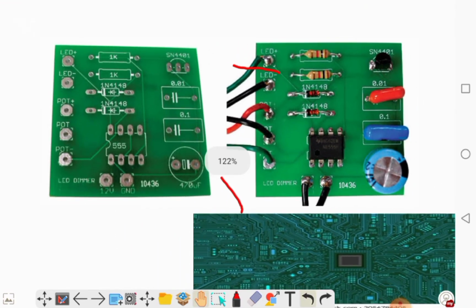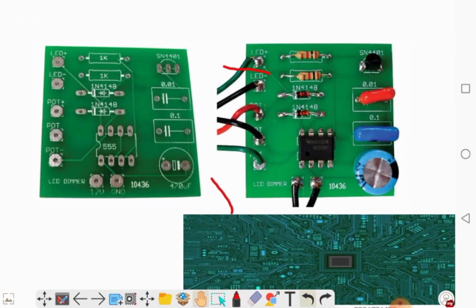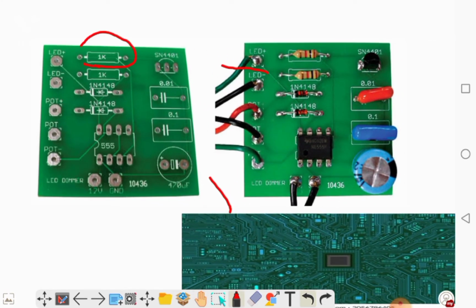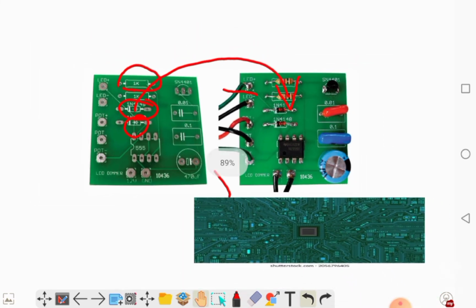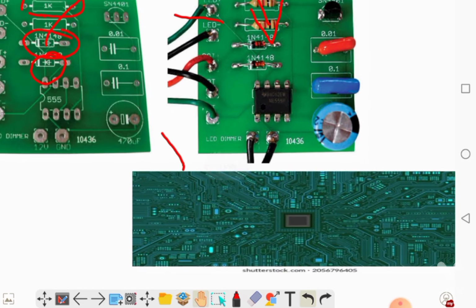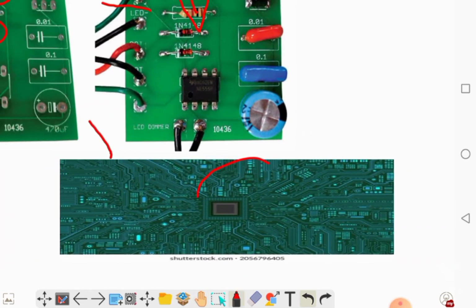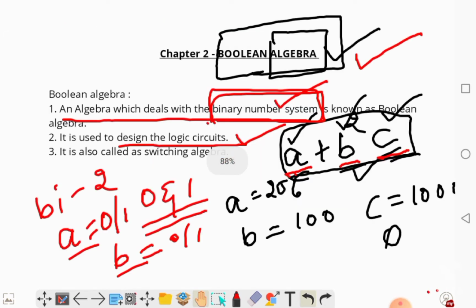Here we have the logic circuits. You can see here, we have the logic gates. All the logic gates will be implemented in some electronic devices to perform some operations. You can see here we have the motherboard also. Motherboard is also like this only, where we have the electronic logic circuits. To implement this thing, we are going to use the Boolean algebra.